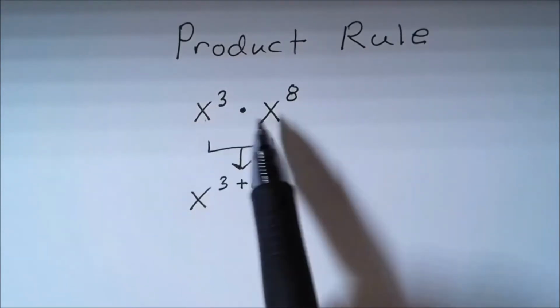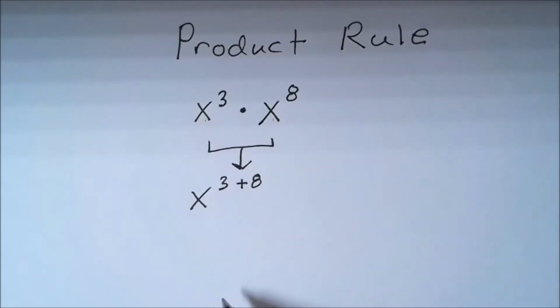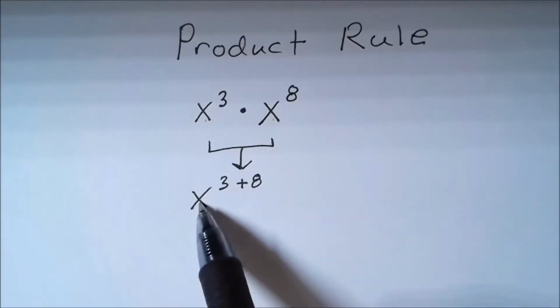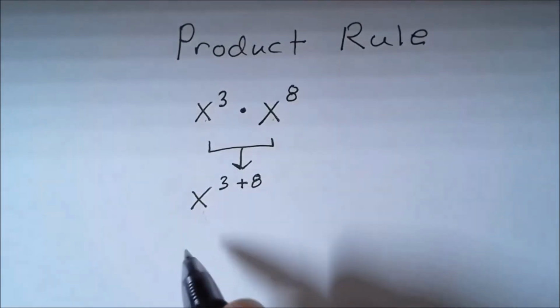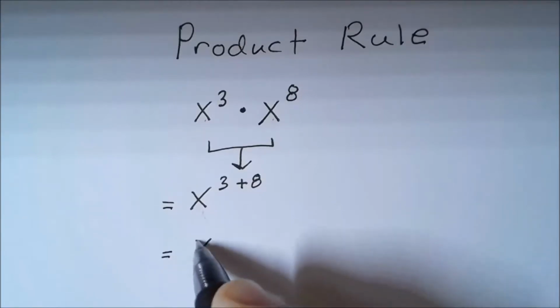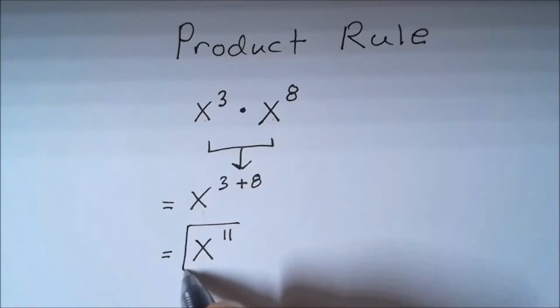And remember, the base is the actual variable or number that's in front of the power. So now x to the third times x to the eighth is simply x to the third plus 8. And if we were to finalize that process, it would be x to the 11th power. And that would be our final answer.